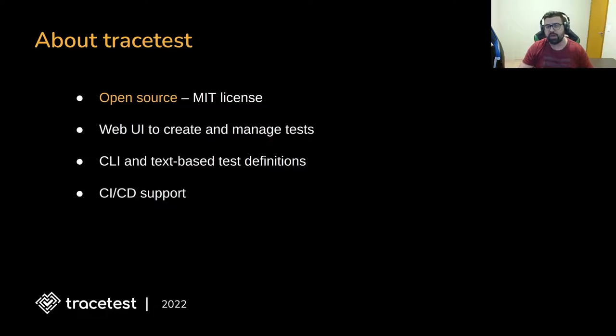And then you have the CLI and test files that you can use to store your tests inside your Git repository. And because you have the CLI and test files, we support CI/CD. A nice thing about Tracetest is that you can start using the UI and then migrate to the CLI with no effort, because the UI is able to export the test as a test file for you. So you can write tests in the UI and then just export them. So that's great. So let's go to the demo.